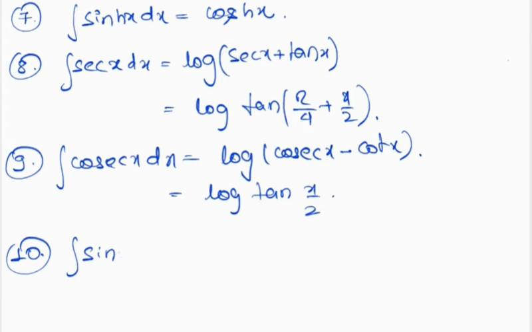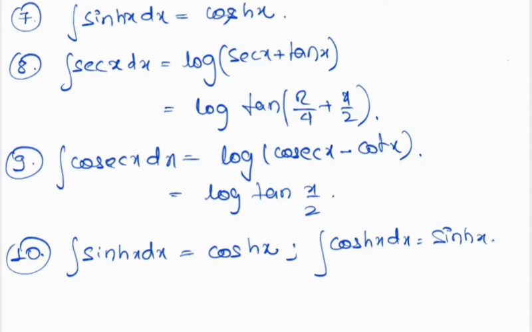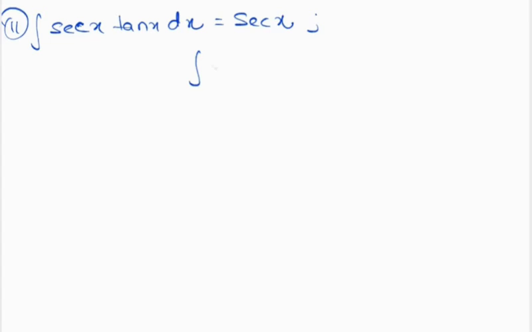Integration of sinh x dx is cosh x, and integration of cosh x dx is equal to sinh x. Integration of sec x tan x dx is sec x, and integration of cosec x cot x dx is minus cosec x.